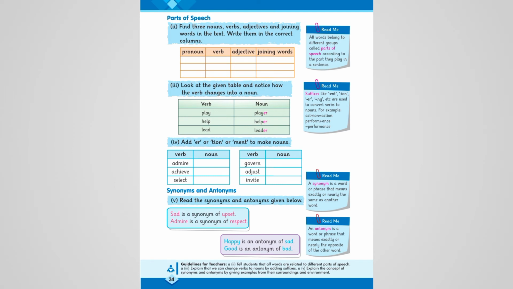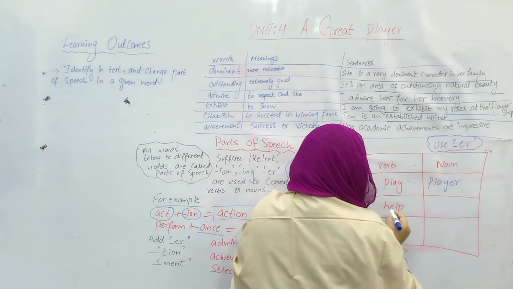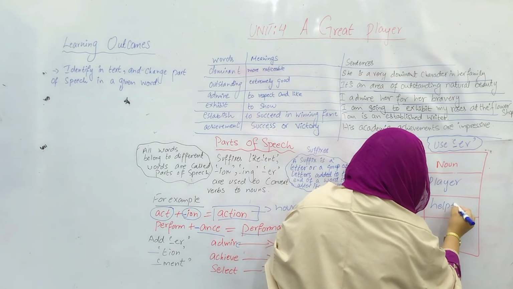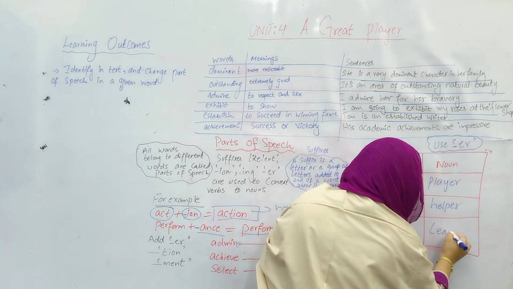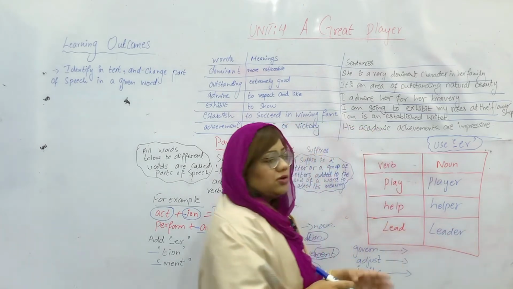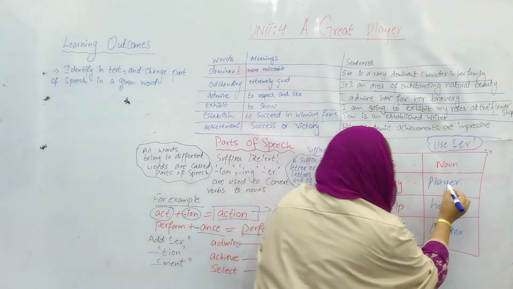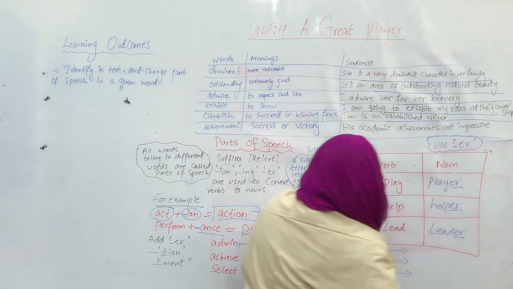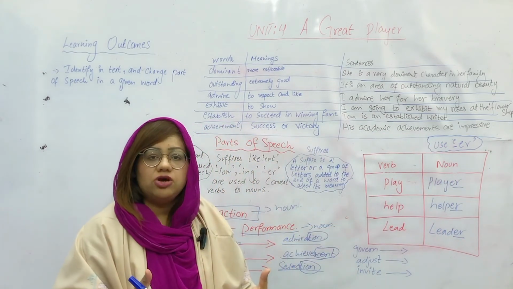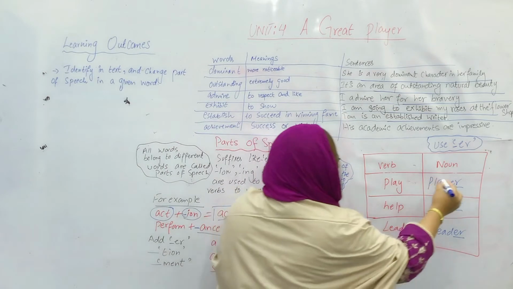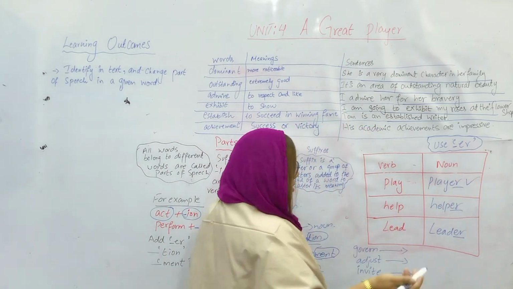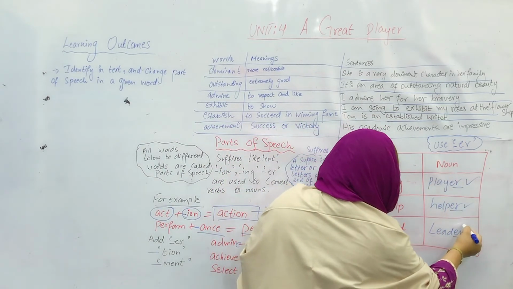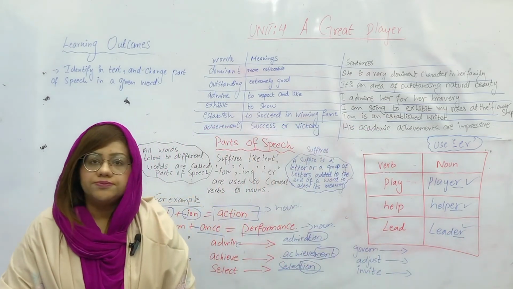Got it? Now, look at this. Use er. Play. Use of er, that is called player. Help, helper. Lead, leader. Now, students, you can see it. Just an er at the end of this word changes the whole meaning of that word. Player is a noun, helper is a noun, and leader is a noun.